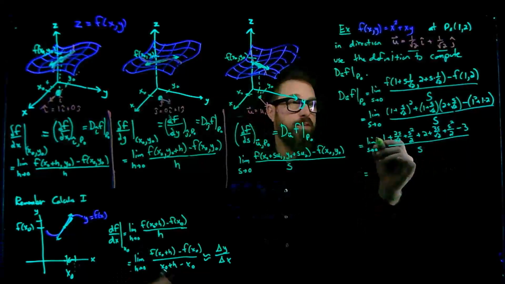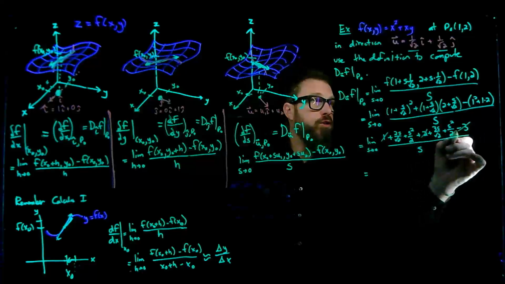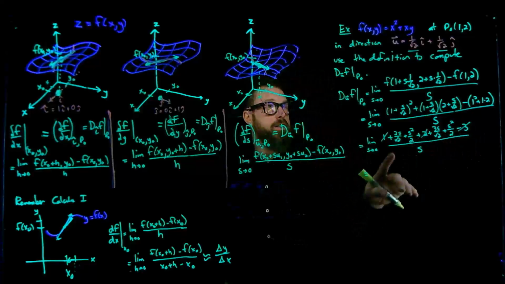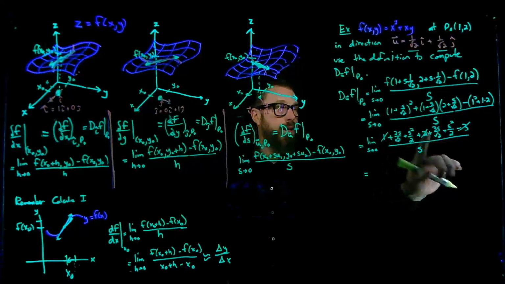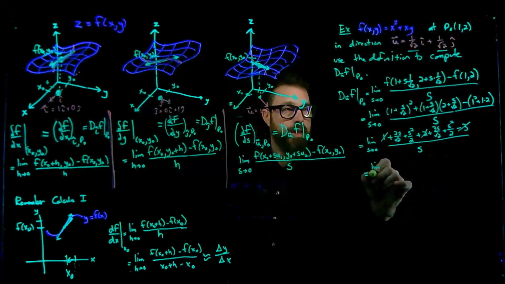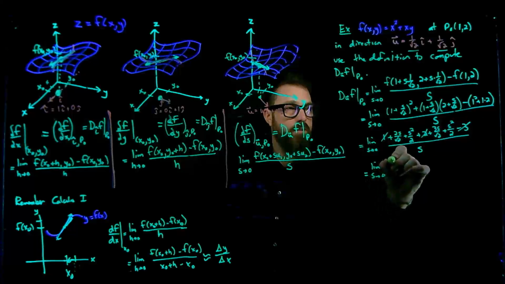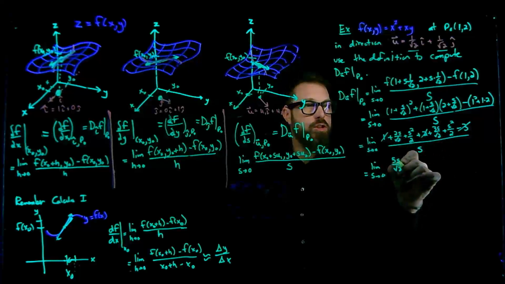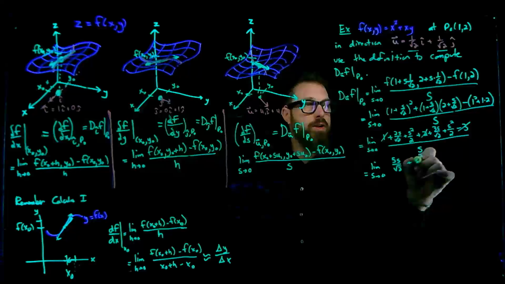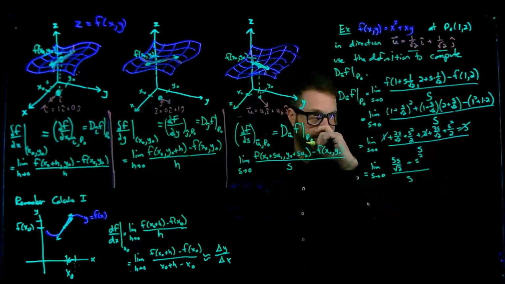Now to simplify, we can see 1 plus 2 minus 3 is 0. I can see that I have a 2s over root 2 and a 3s over root 2, so this is going to be the limit as s approaches 0 of 5s over root 2. And then I have an s squared over 2 plus s squared over 2, which is just going to be plus s squared, and this is all going to be over s.